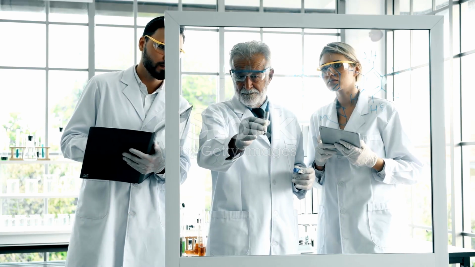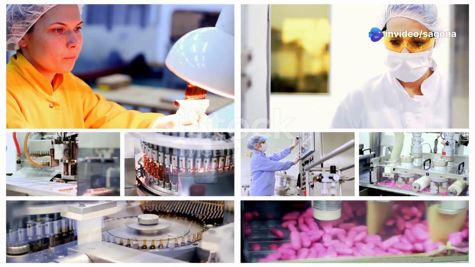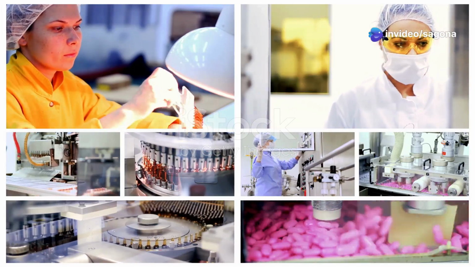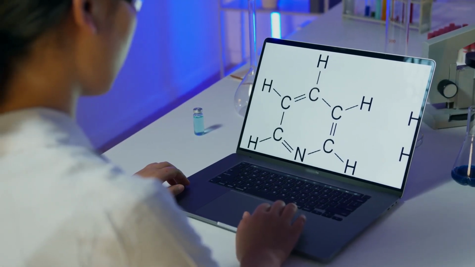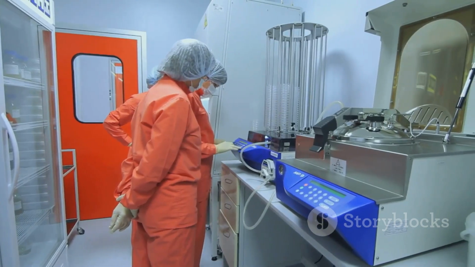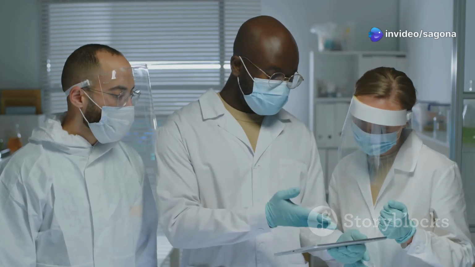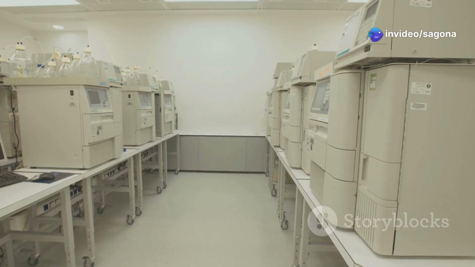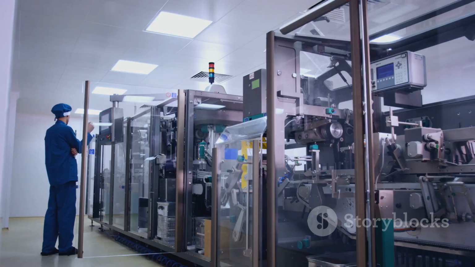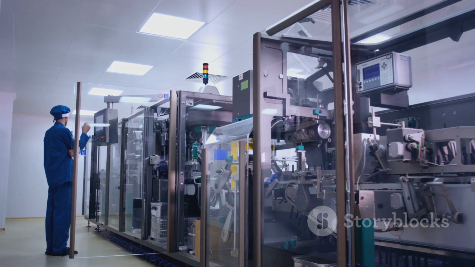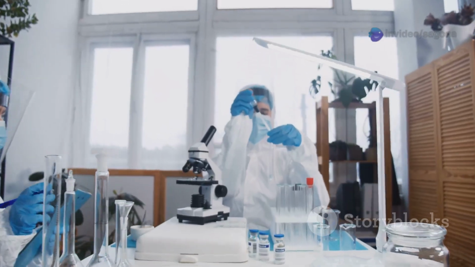The philosophy of quality by design champions a proactive stance. It moves away from simply relying on end product testing. Instead, the emphasis is squarely on understanding the product thoroughly. It also demands a deep understanding of the processes used to create it. This comprehensive knowledge is the bedrock of QBD. It allows scientists and manufacturers to anticipate potential issues. They can then design processes that inherently lead to high-quality outcomes. This is a fundamental change in perspective.